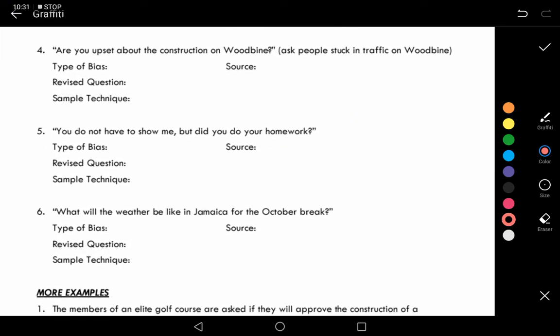Okay, option 4. Are you upset about the construction on Woodbine? So you're asking people stuck in traffic on Woodbine. So obviously the sample you're choosing here is going to provide bias, right? If you're stuck in traffic on the street you're asked about, no doubt you're obviously going to be upset about it. Okay, so that's not going to be a representative sample. Whereas if you asked other people who were not stuck in traffic, they would probably say, yeah, it's fine, like I'm not upset about it. Here you are asking, so again, that source is going to be primary.